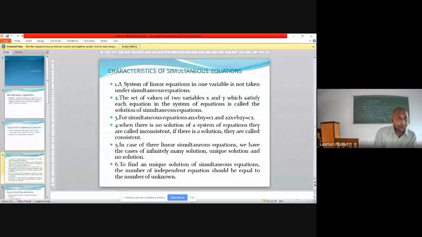And under the third point, for simultaneous equations, a1x plus b1y equals to c1, and a2x plus b2y equals to c2. See, here some points.